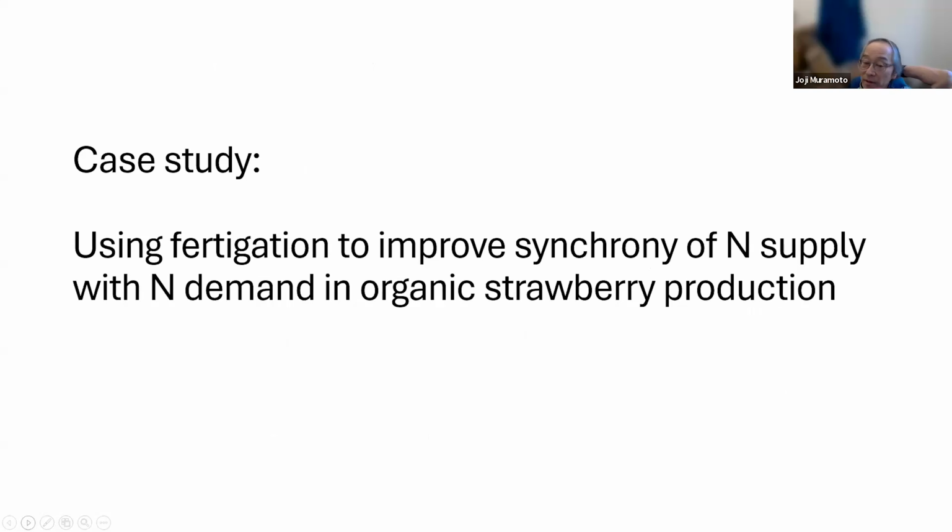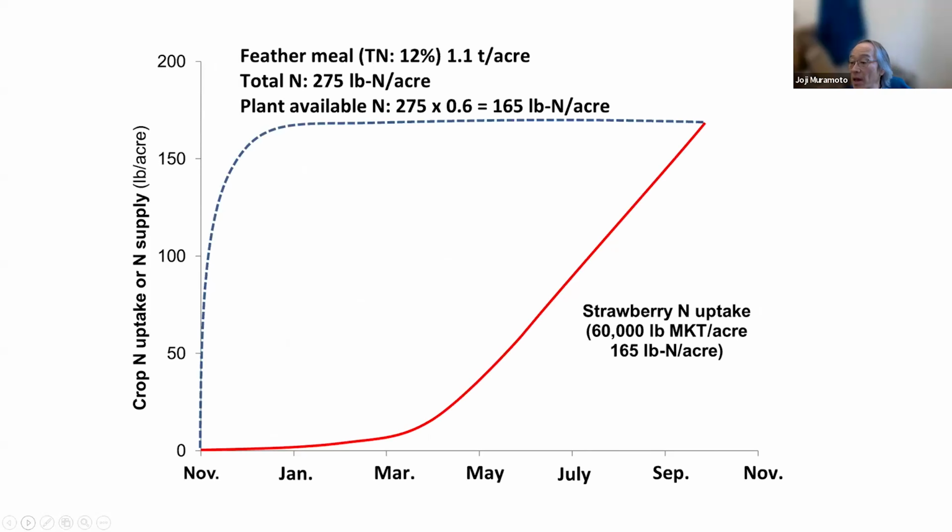So I'm going to show you a case study very quickly, using fertigation to improve synchrony of nitrogen supply with nitrogen demand in organic strawberry production. Let's say the target yield of strawberry is 60,000 pounds marketable yield per acre, which absorbs about 160 pounds of nitrogen per acre. Feather meal at 1.1 tons per acre can provide this amount of plant available nitrogen if you apply it pre-plant.